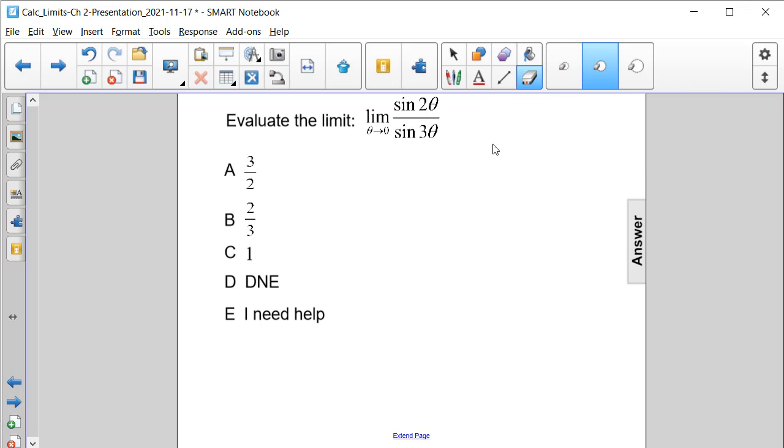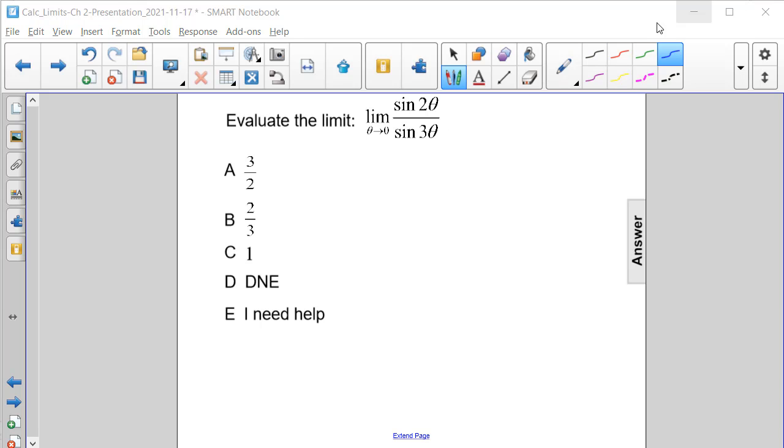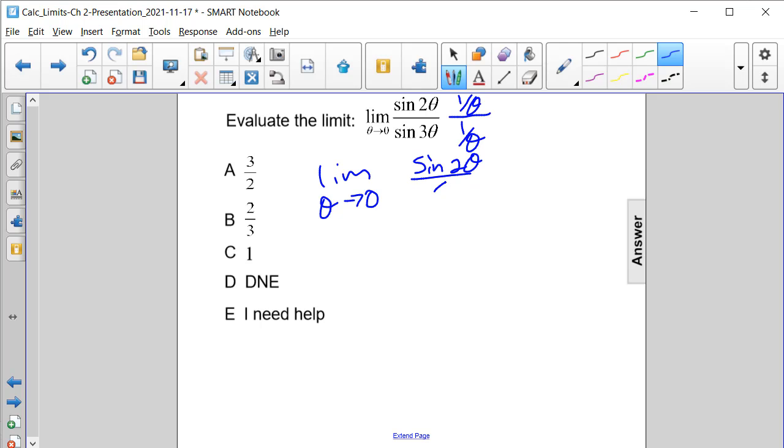Because that is the case, we can't use direct substitution and we have to try to manipulate it. So we're going to start by multiplying both the numerator and denominator by 1 over theta. And 1 over theta divided by 1 over theta is equal to 1, so it's not going to change the value of the function that we have here. So after multiplying both the top and bottom by 1 over theta, we have the limit as theta approaches 0 of sine of 2 theta divided by theta, divided by sine of 3 theta divided by theta.